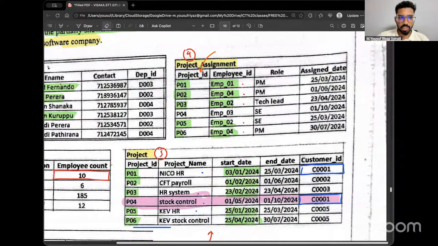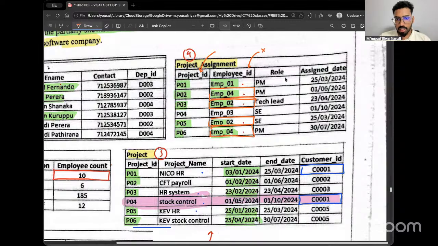Perfect. There are no repetitions for the project ID. Are there any repetitions for the employee ID? Open your eyes and look carefully. Yes. So if there are repetitions for the employee ID, can we take the employee ID alone as a primary key? You can see there is employee 2, employee 2, employee 4, employee 4. Can we take employee ID as a primary key alone?